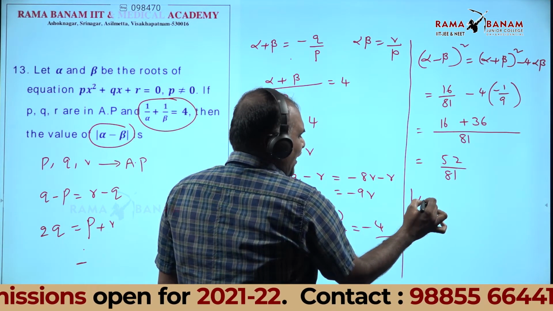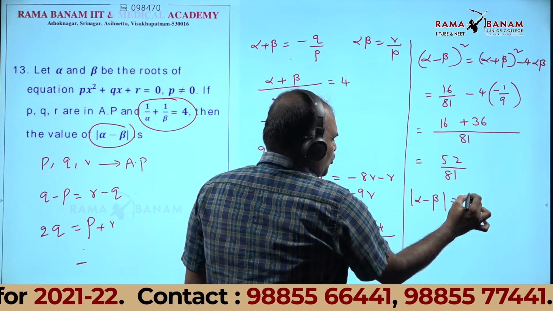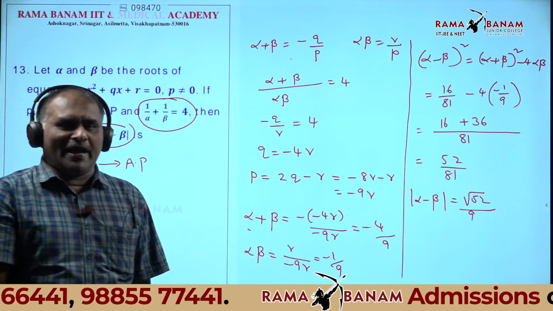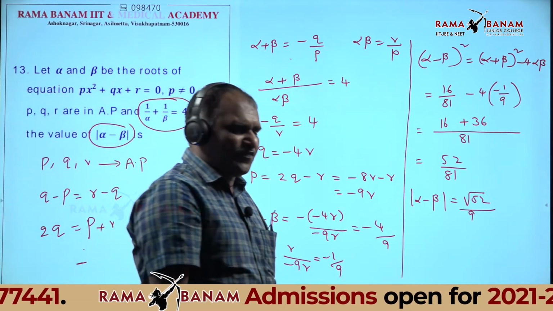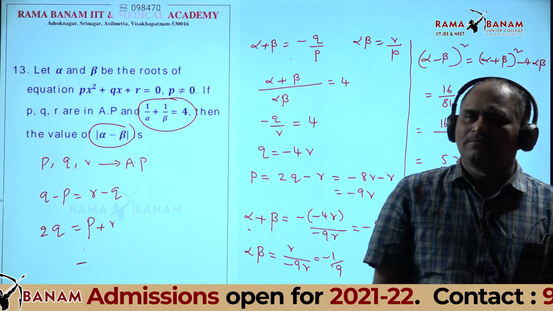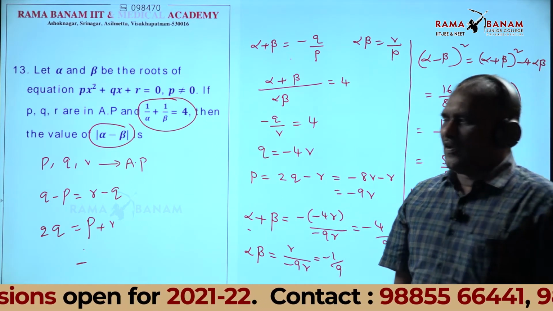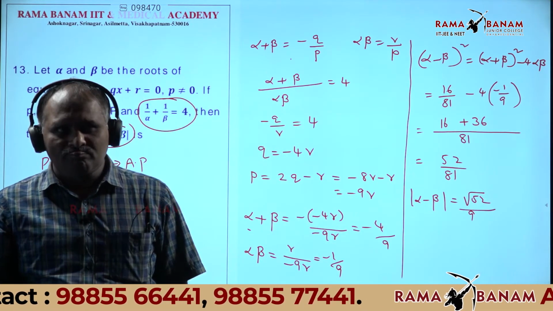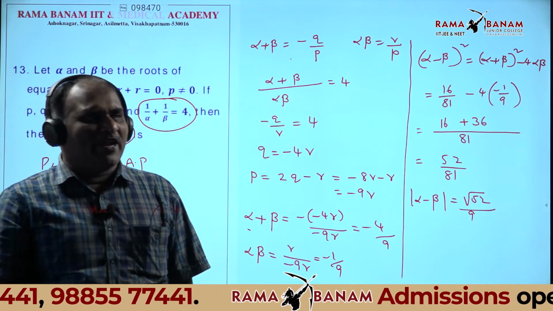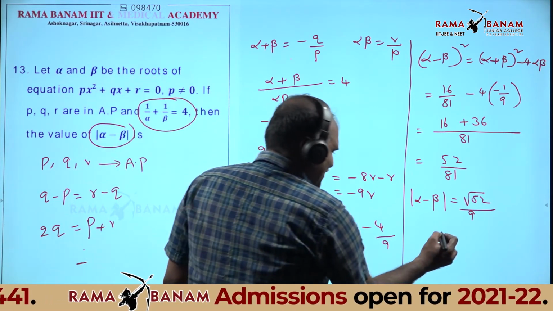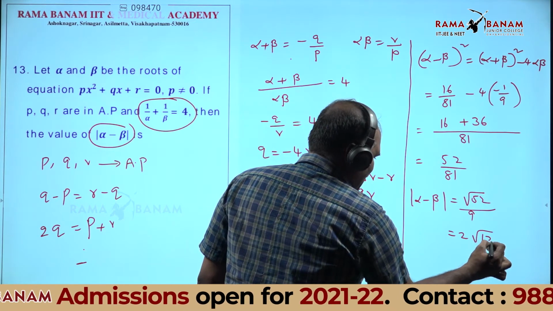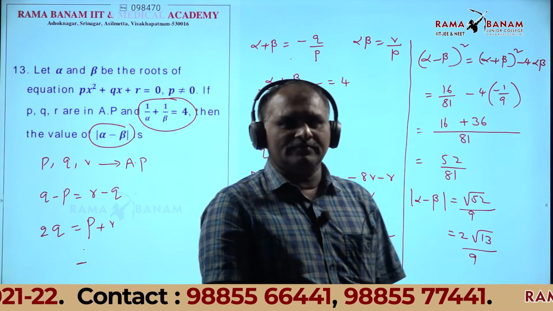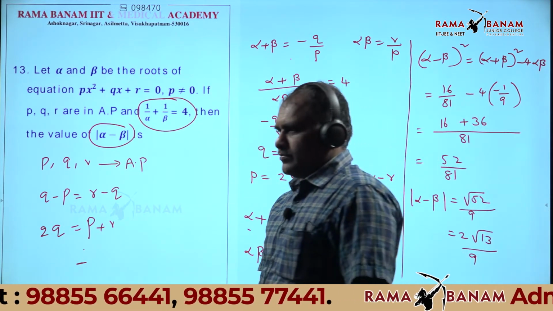What is alpha minus beta? It is equal to root over 52 by root 81. What is the root of 81? 9 will be there. 52, any factors? 4 into 13, sir. 2 root 13. Very good. That is equal to 2 into root 13 divided by 9. Do you understand this question? Yes, sir. Note down.